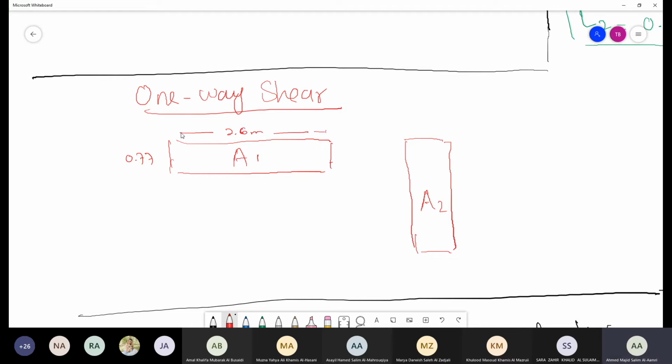So my affected area 1 equals 2.6 multiplied by 0.77, and this is going to go as 2.002 meters square.